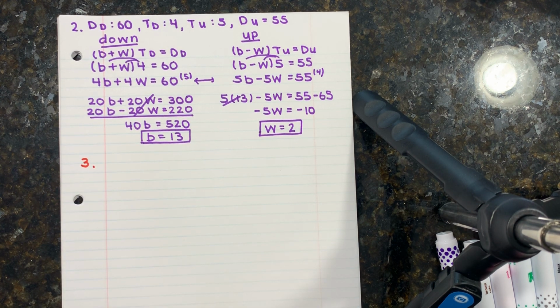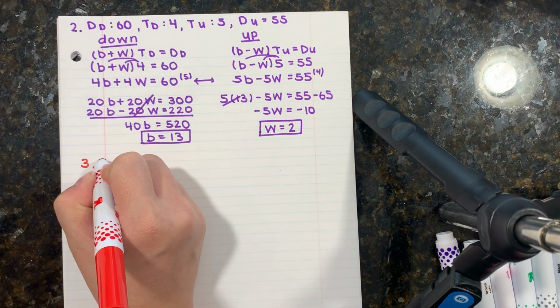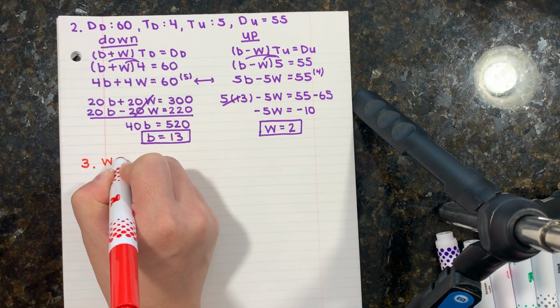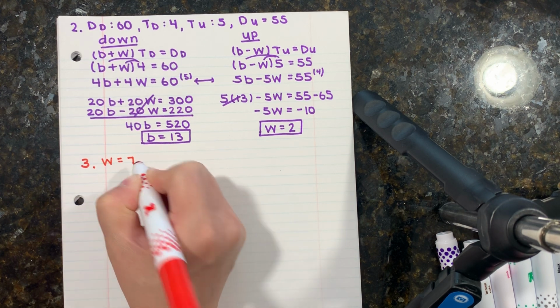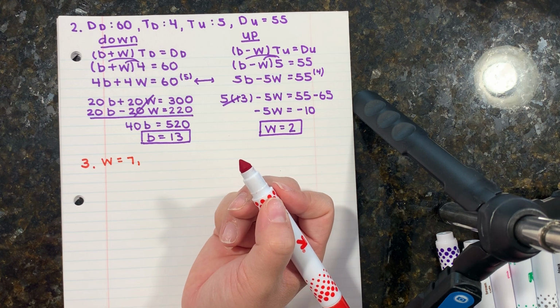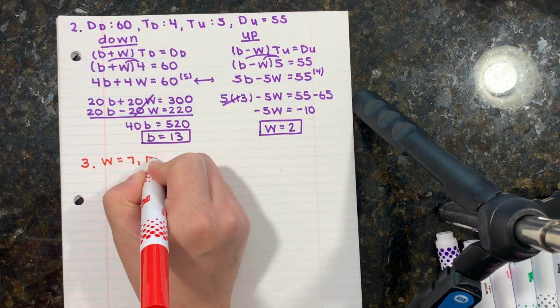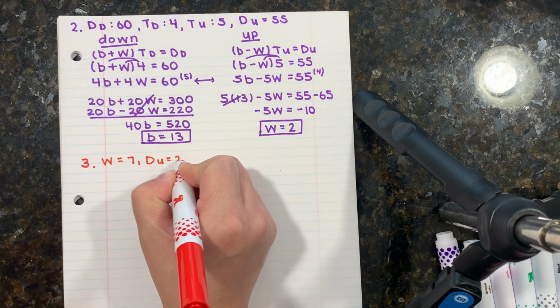Number 3, the water in the Kern River flows at 7 kilometers per hour. A speedboat can go 21 kilometers upstream in the same time it took to go 35 kilometers downstream. How fast can the boat go in still water? So we're looking for the speed of B. Now, they give us that the Kern River flows at 7 kilometers per hour. So that means the water is 7. The speedboat can go 21 kilometers upstream. So the distance upstream is 21.